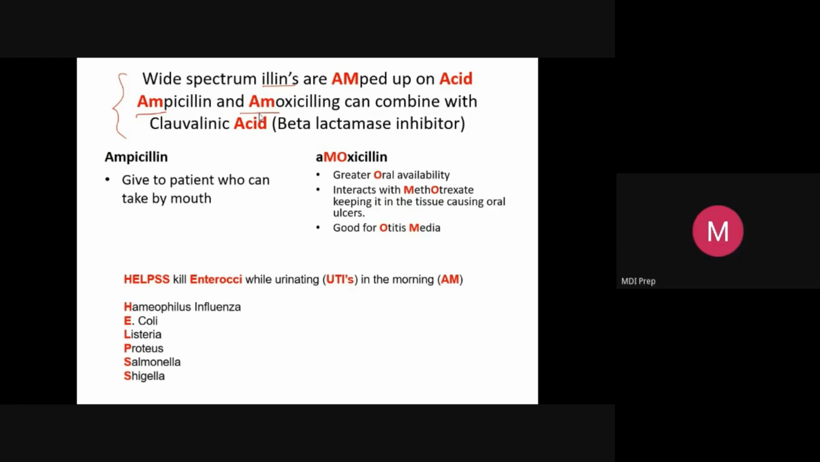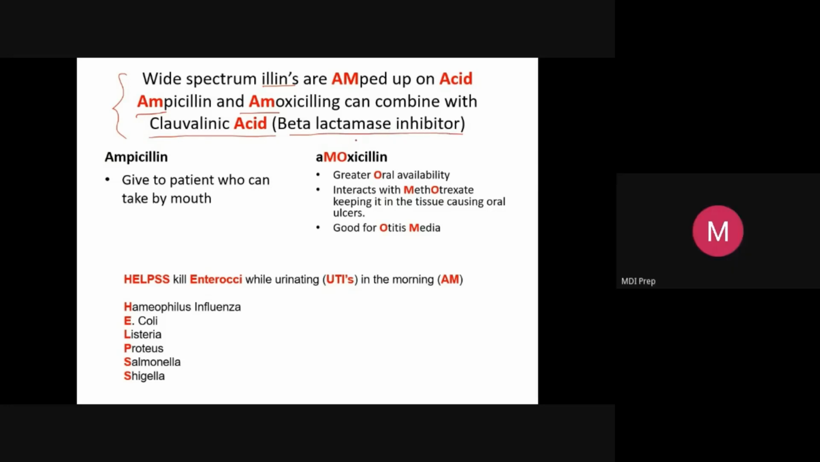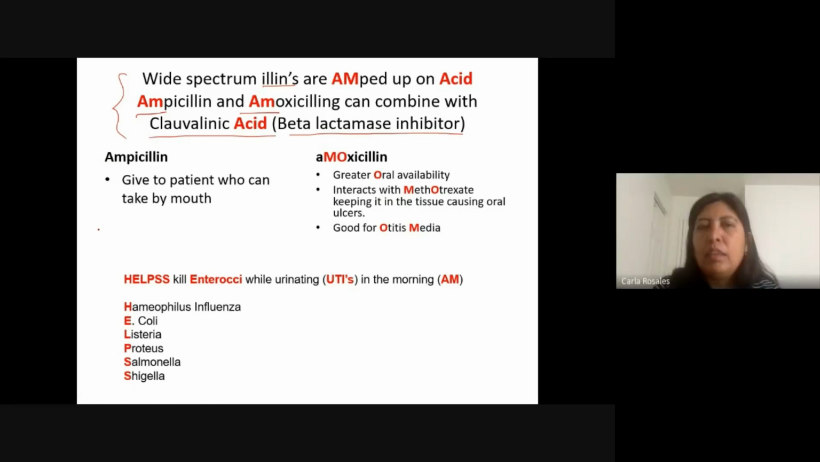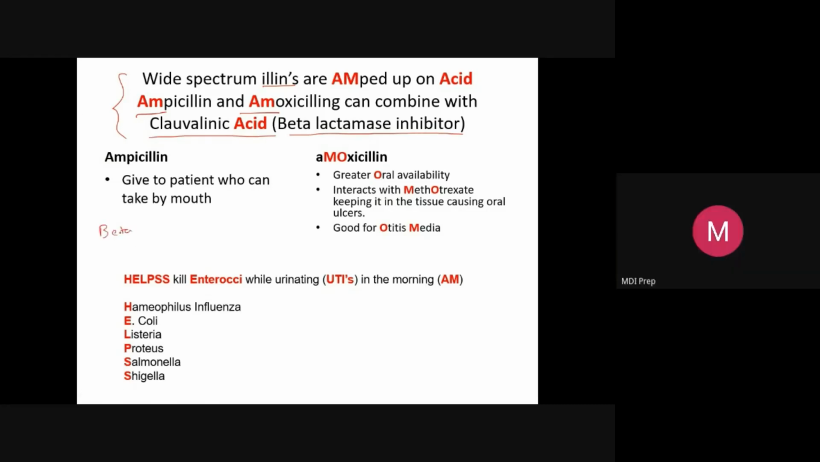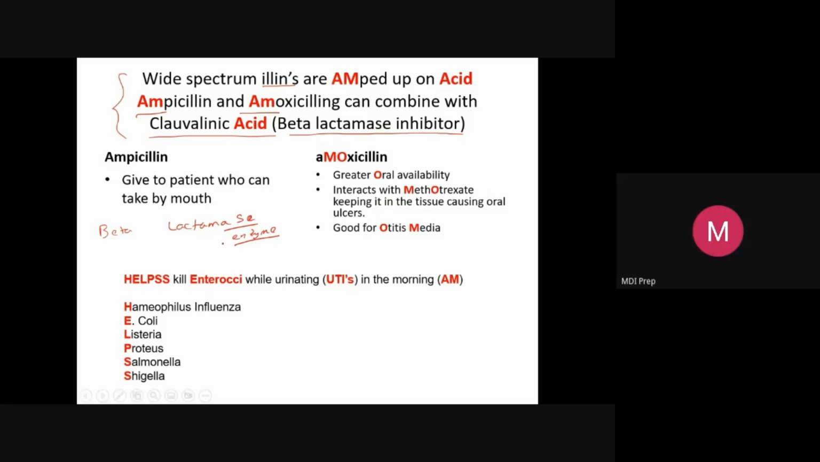And so you basically combine these things with something called clavulanic acid. Now, clavulanic acid is a beta-lactamase inhibitor. Now, what did I tell you beta-lactam is? It's the structure of the penicillin. Very good. And whenever you say lactamase, what does the ase mean? Enzyme. So anytime you see something that ends in ase, it's an enzyme.